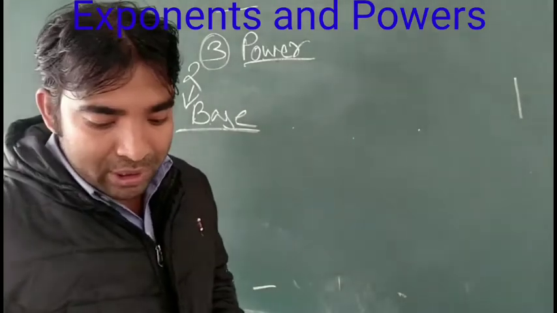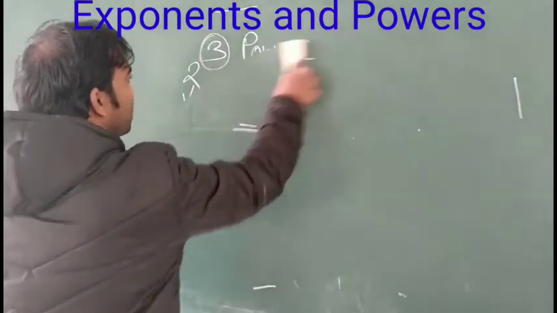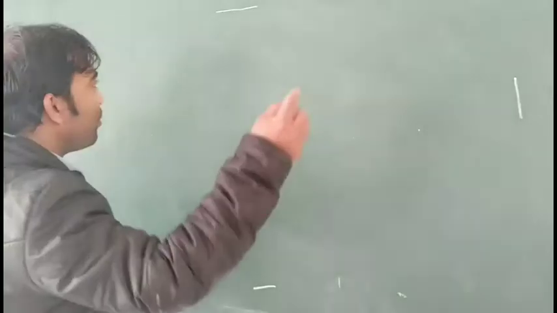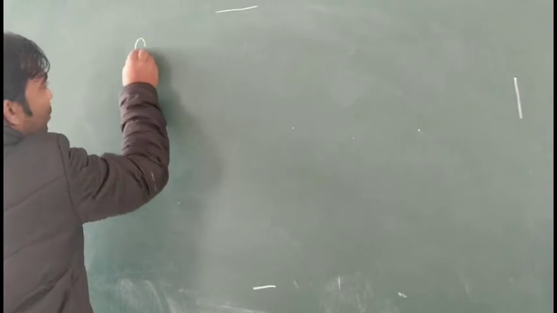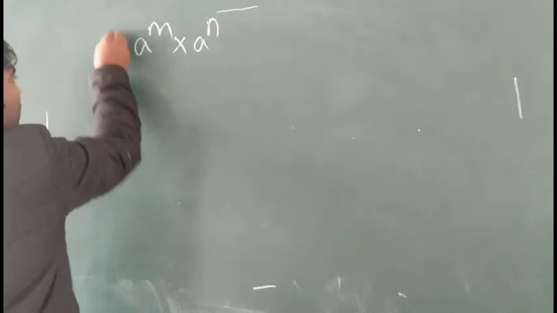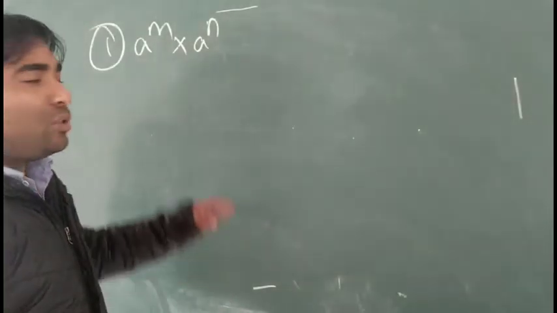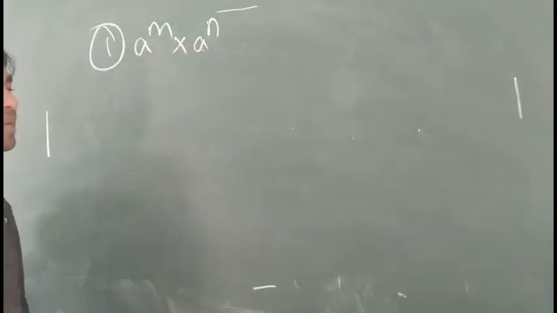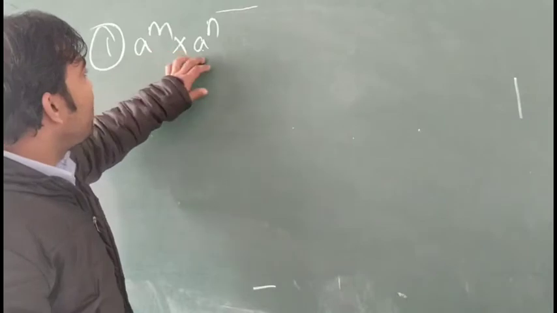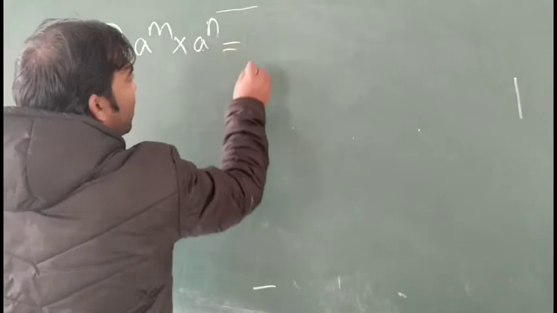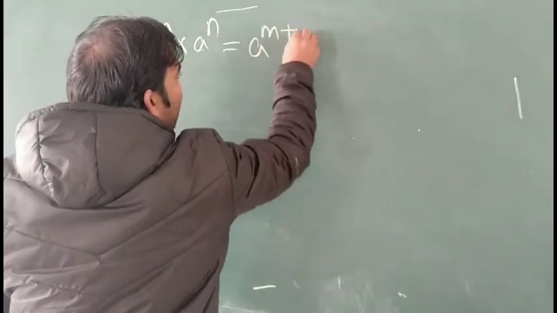So there are certain rules for these exponents and powers. Just look at the board. These are very easy. If you understand them, it will be very easy for you. As an example, first we can take a to the power m into a to the power n. Formula number 1, a to the power m into a to the power n. Now look, here the bases are the same, a. When the bases are the same and in between there is multiplication, then the powers will be added. So we can write it as a to the power m plus n.